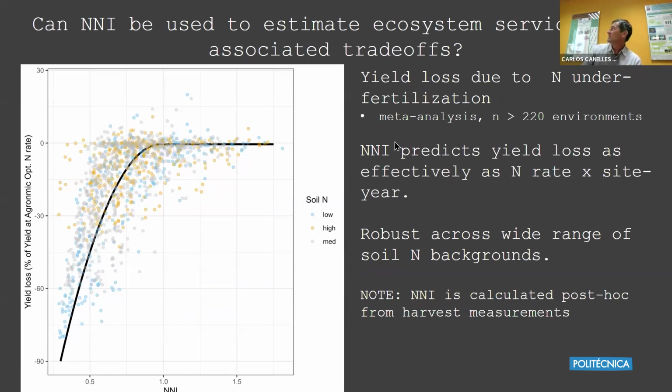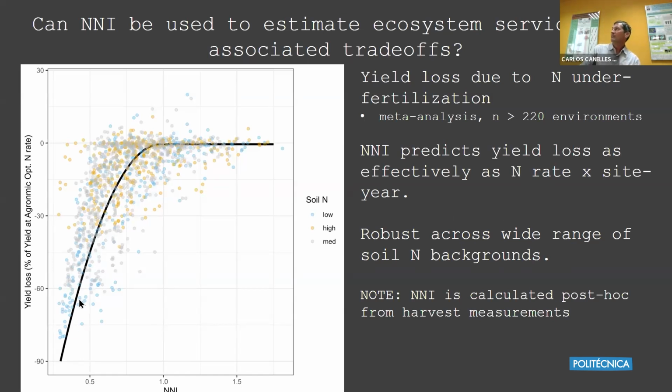Across a lot of environments, NNI was predicting yield loss as effectively as essentially going and doing an N-rate trial at all of those locations. So once you incorporated the multiple nitrogen rates that were in these trials by the site-specific year effect, NNI was getting about the same amount of information. So that was encouraging, also really robust across a really wide range of soil nitrogen backgrounds.